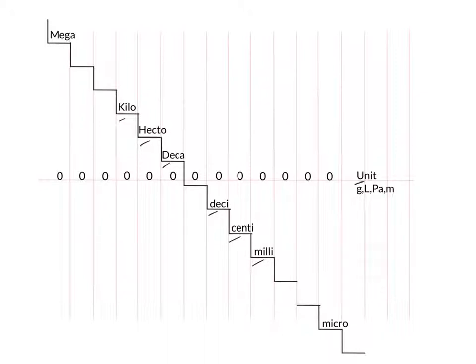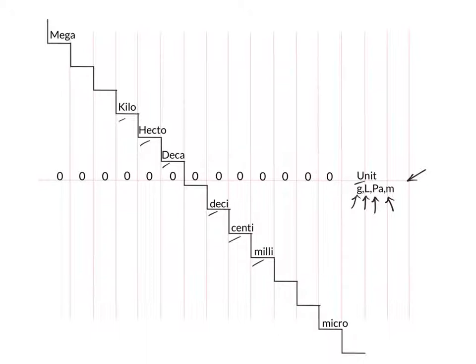This center red line is going to represent just our units of measure. So that could be grams, that could be liters, that could be pascals, or that could be meters. But they're going to live on the center line there.